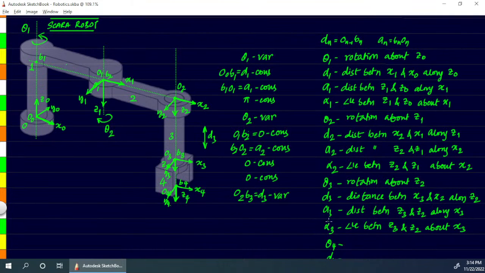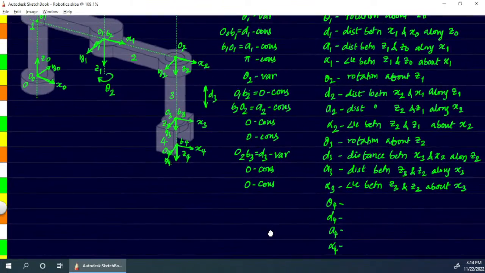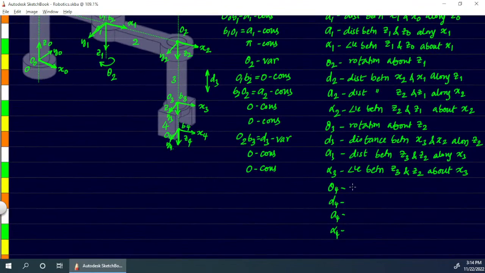And then coming to a3, it is the distance between z3 and z2. Z3 and z2 are overlapping each other, so that's 0, and it remains constant. Alpha 3 is the angle between z3 and z2. Z3 and z2 are parallel, so it's going to be a 0 angle, that's remaining constant. Then theta 4, as we discussed, it's the angle about z3. So about z3, is it rotating? Is the fourth link rotating about z3? Yes, it's rotating about z3, and that angle we will call a variable.